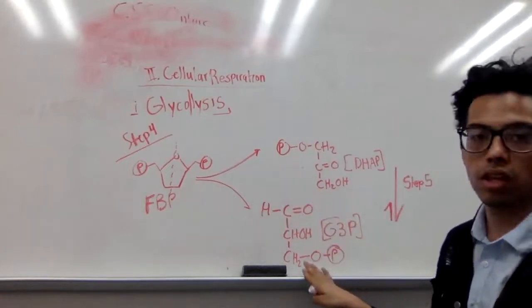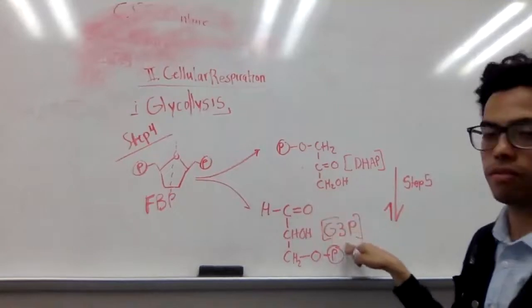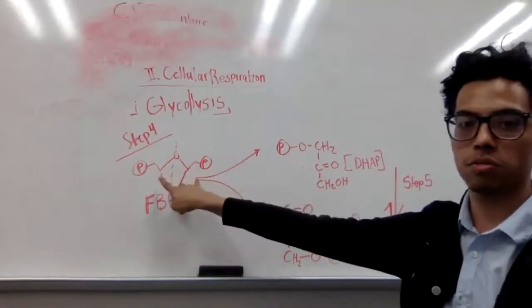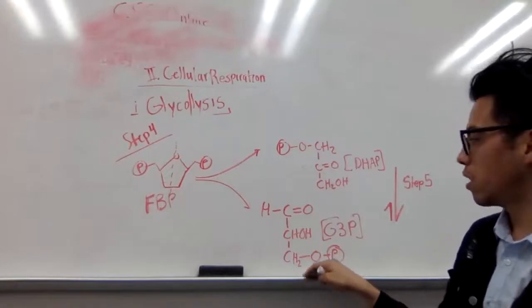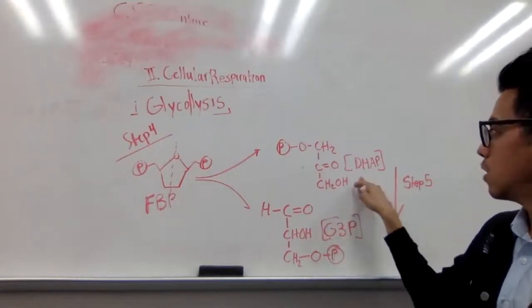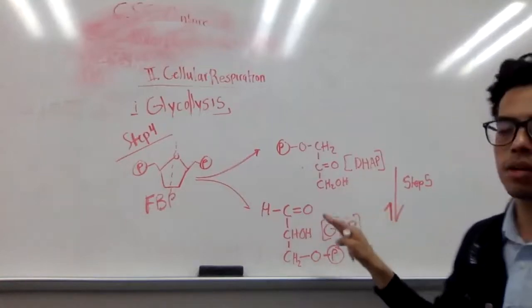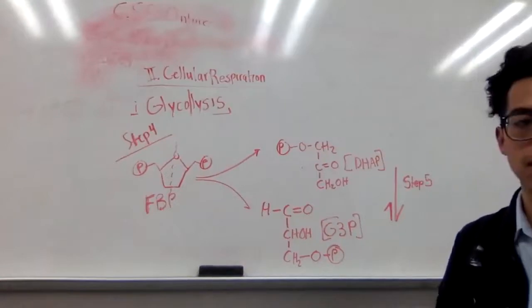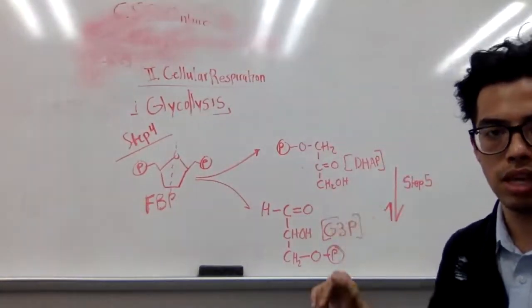The other molecule that you get is G3P. Now, notice that both of them have a phosphate group because we were able to split that, but they're not exactly the same molecule. One of them is G3P, which is glyceraldehyde 3-phosphate. The other one is DHAP. Now, we can talk about this step together with step 5 because step 5 is simply the conversion of one of them into the other one.